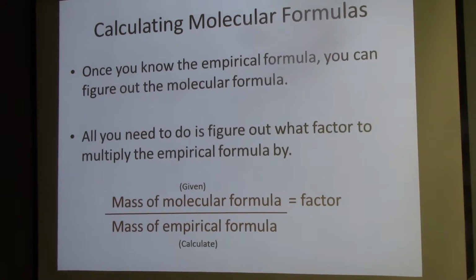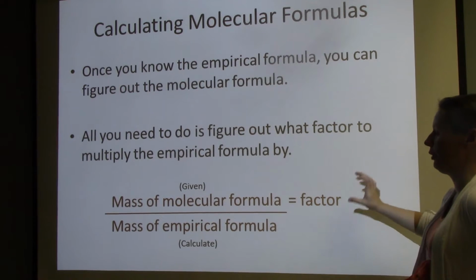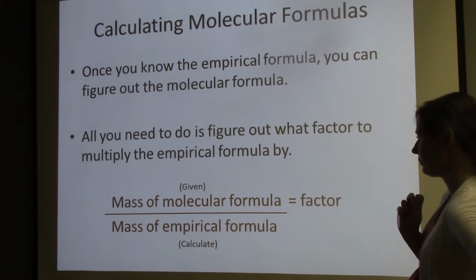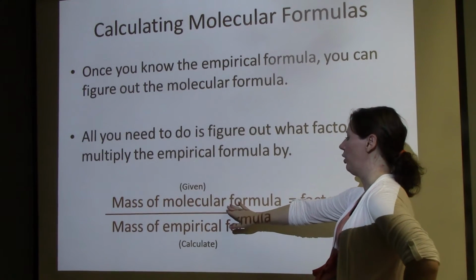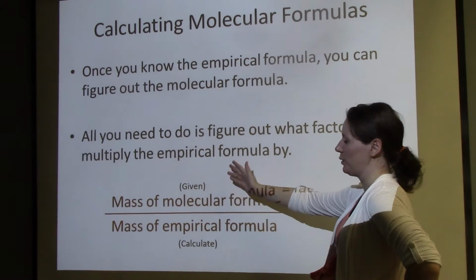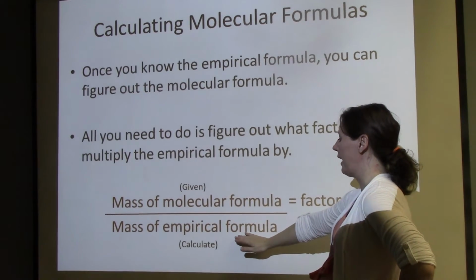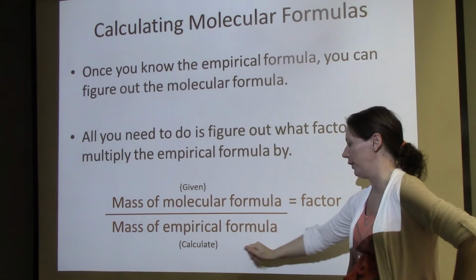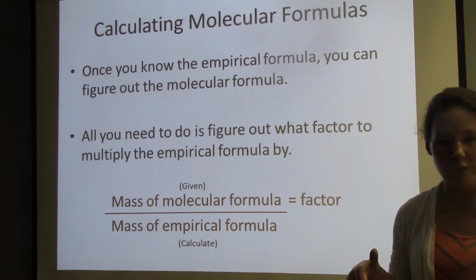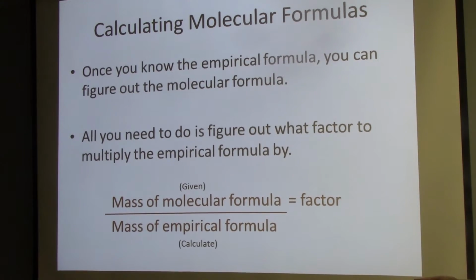Now if I want to take the empirical formula and convert it into a molecular formula, all I need to do is figure out some scalar factor that I'm going to multiply the whole formula by. So I would have to give you the molar mass of the molecular formula. That has to be given to you. And you can calculate the molar mass of the empirical formula. And then we just divide those two numbers and we multiply the whole formula through by that factor.